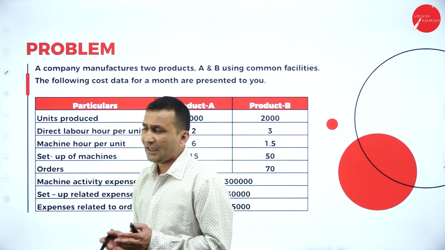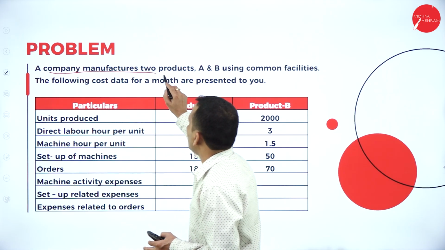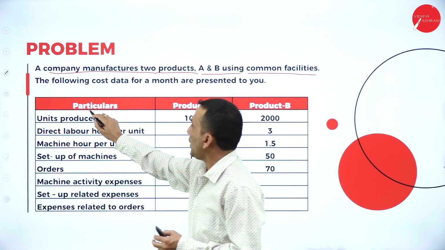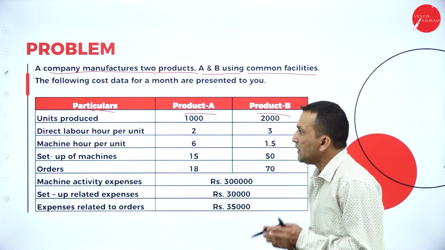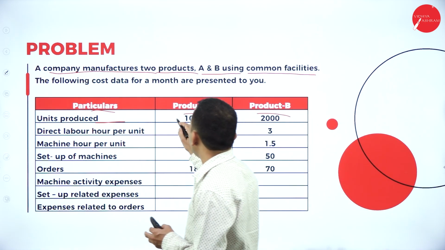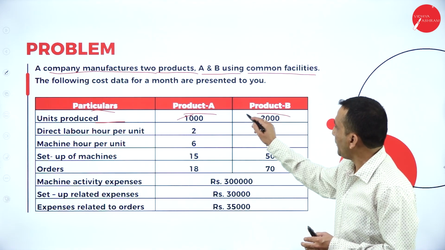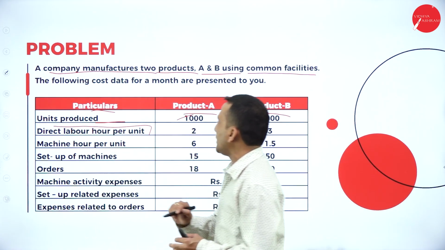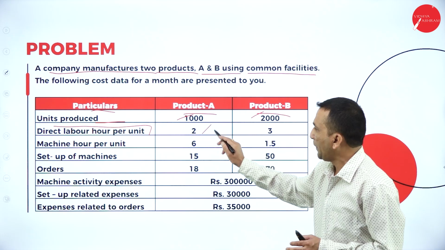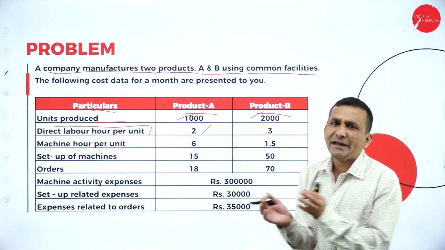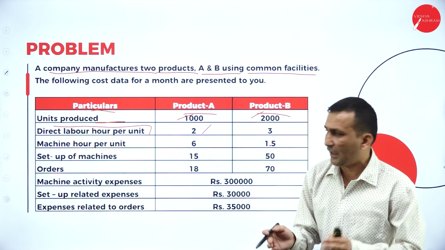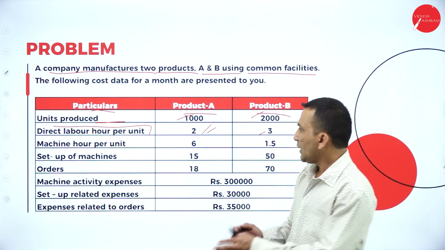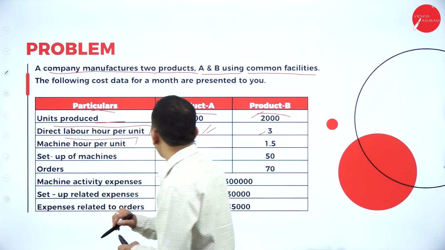You will get much more clarity here. A company manufactures two products, A and B, using a common facility. The number of units produced are 1000 units of product A and 2000 units of product B. Next, the direct labor hours per unit are given as 2 rupees. Now what we are trying to do is prepare a marginal cost statement. So here product A is 2 and product B is 3. Next, the machine hour per unit is 6.